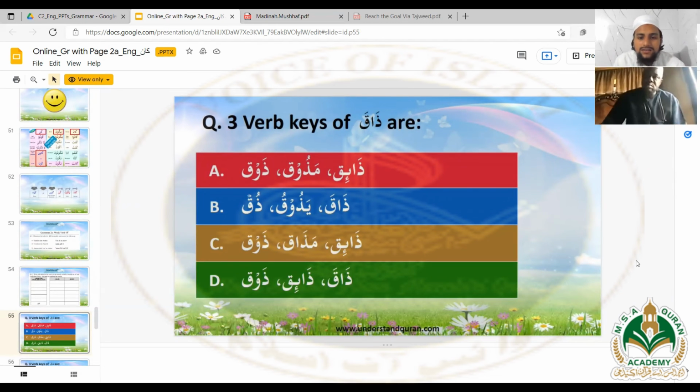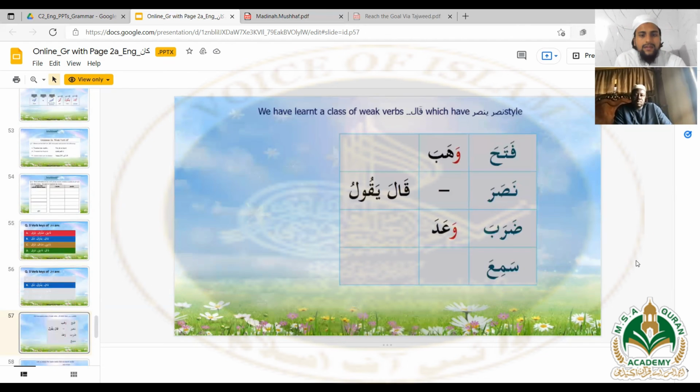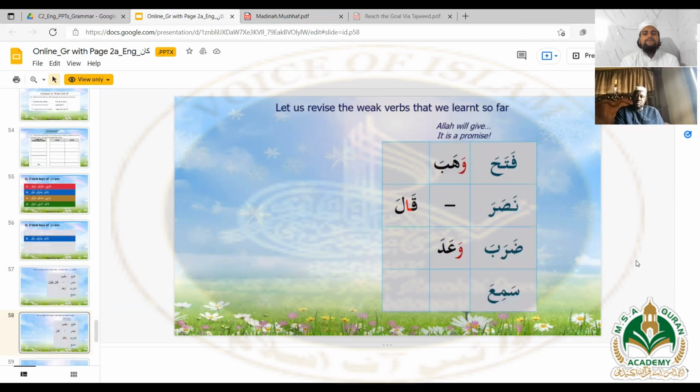The 3 verb keys of dhaqa are dhaqa, yazuq, zoq. Because dhaqa is fi'l madi, yazuq is fi'l mudari, and zoq is fi'l amr. We have learned a class of weak verbs, qala, which have yansuru, nasara, yansuru style, mashallah. So nasara, yansuru, qala, yaqulu, kana, yakunu, zaqa, yazuqu, and all.